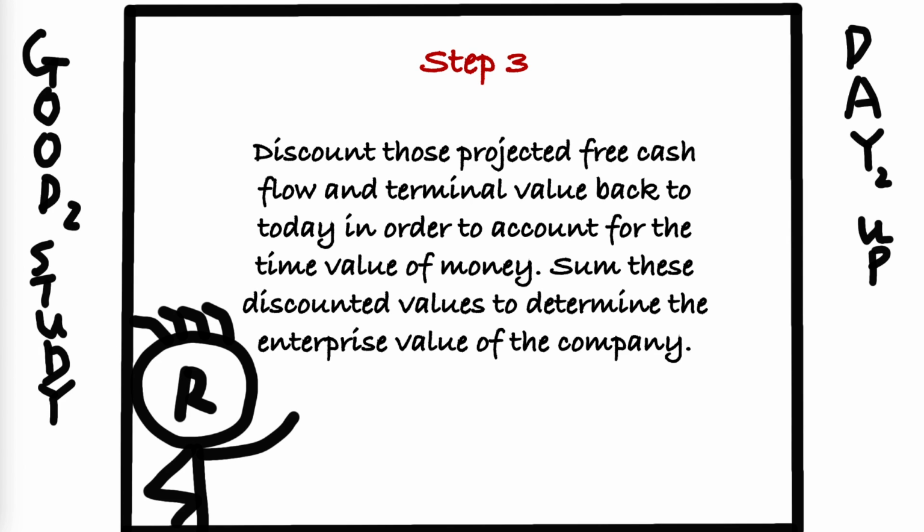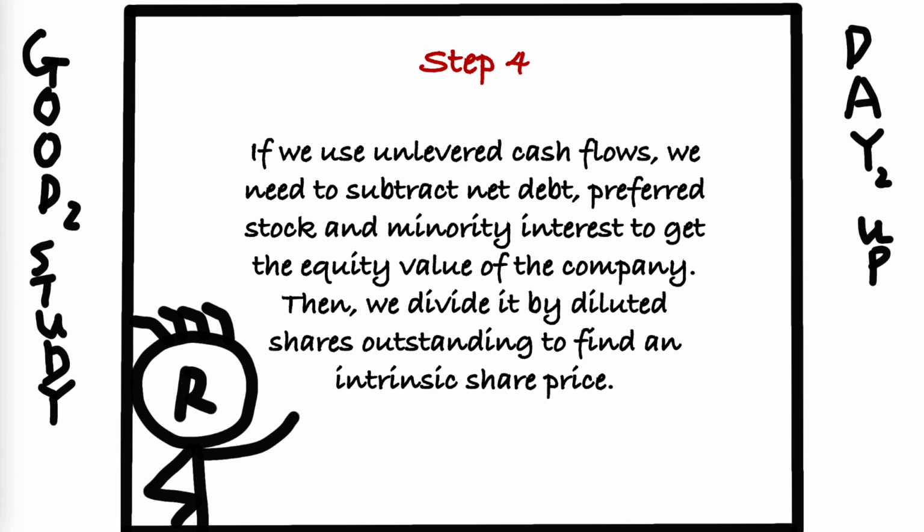Step 3. Discount those projected cash flow and terminal value back to today in order to account for the time value of money. Sum these discounted values to determine the enterprise value of the company. Step 4. If we use unlevered cash flows, we need to subtract net debt, preferred shares, and minority interest to get the equity value of the company. Then we divide it by diluted shares outstanding to find an intrinsic value per share.